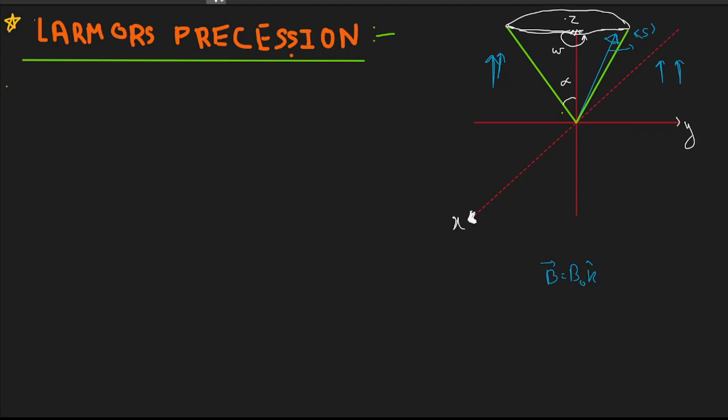Welcome to our new video on quantum mechanics: Larmor's precession. So this is the quantum mechanical precession. We have studied precession in classical physics, where we studied the precession of a top. Just like this, in quantum mechanics, we have to study the precession of the electron, which is spinning about its axis.